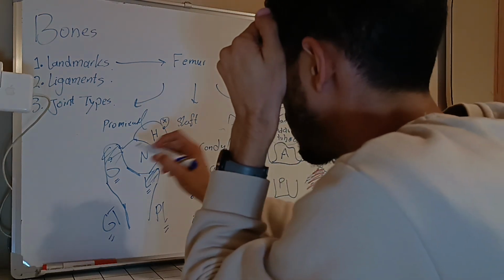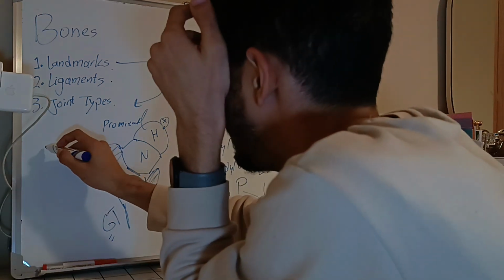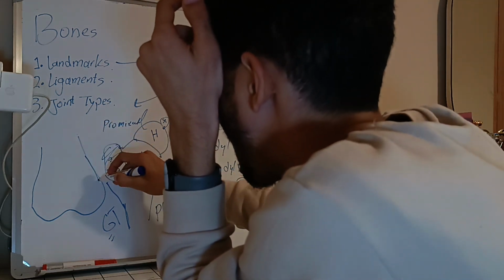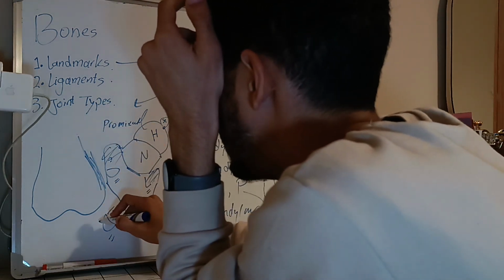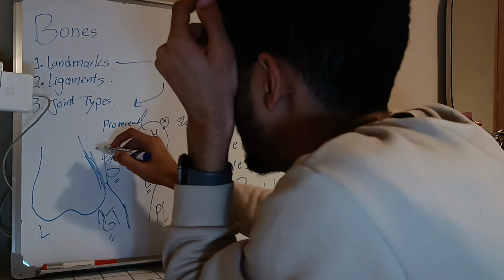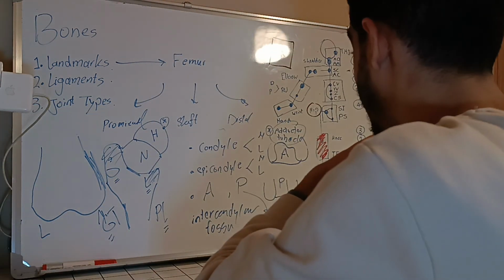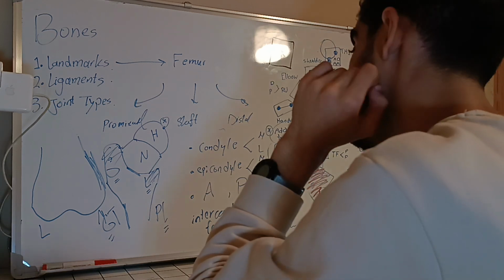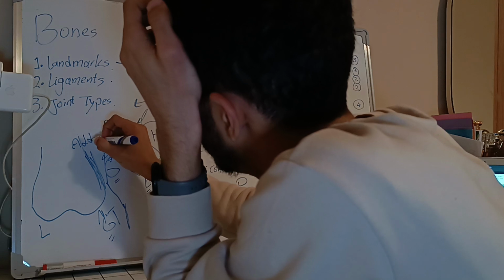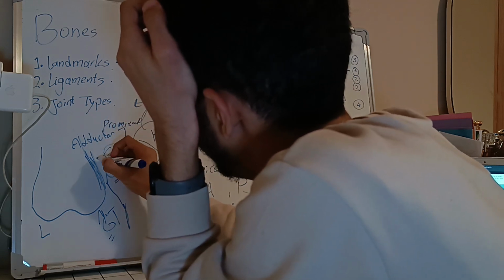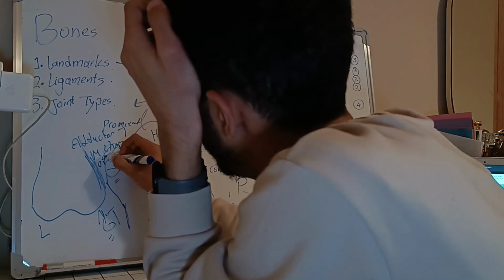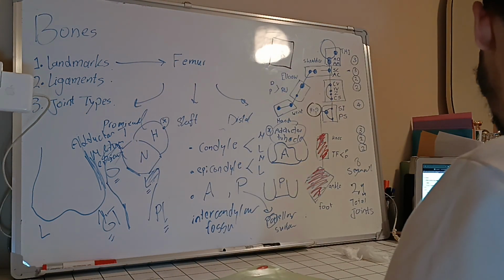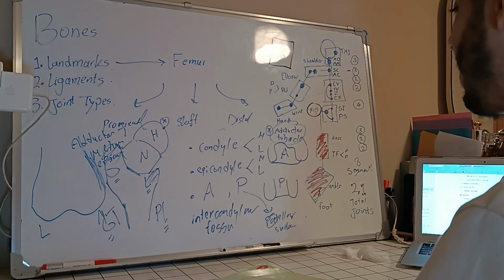So basically, let me draw it here. So this is the anterior. We're gonna have one more here. The medial condyle and then the lateral condyle. We're gonna have the adductor tubercle plus the medial epicondyle. So the adductor tubercle, and underneath it is the medial epicondyle. Alright? So this is all about the landmarks.